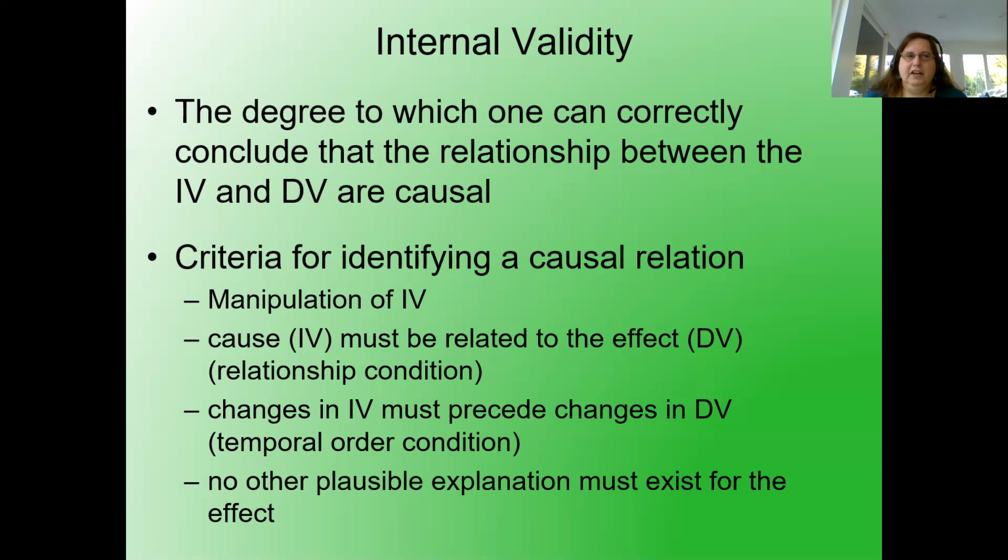Okay. All right. So we've got manipulation of the IV. The cause must be related to the effect, the relationship condition. And that's often shown with statistics, but another way you can think about it is that when the cause happens, the effect happens. And when the cause doesn't happen, the effect doesn't happen. We talked about temporal order, right? That the independent variable has to come before the dependent variable change. And then finally, no other alternative explanation. Okay, so that's a big part of internal validity.